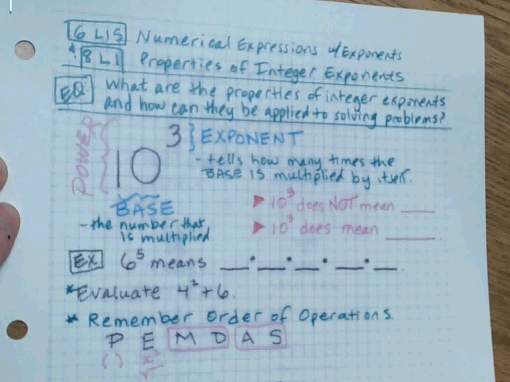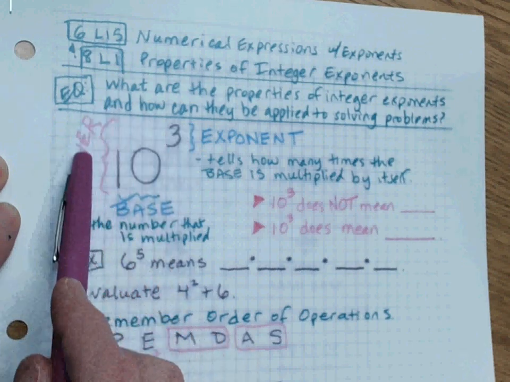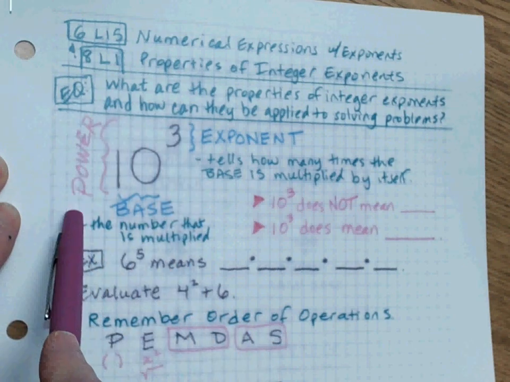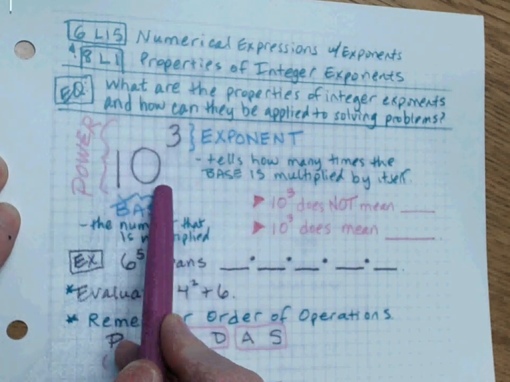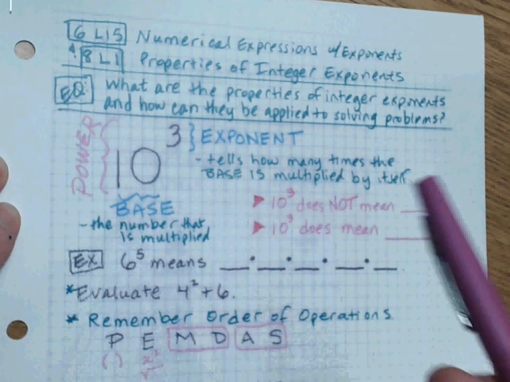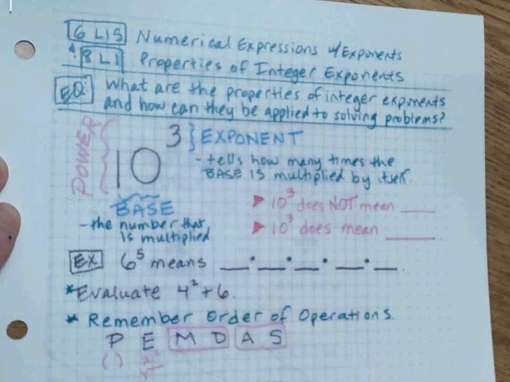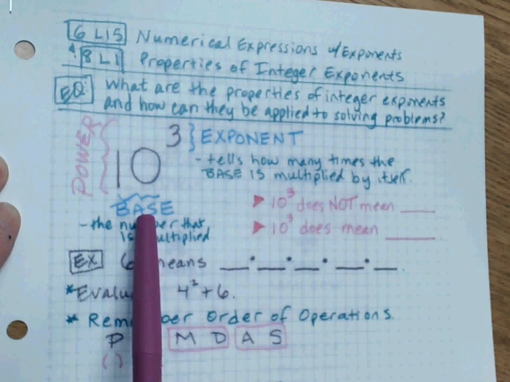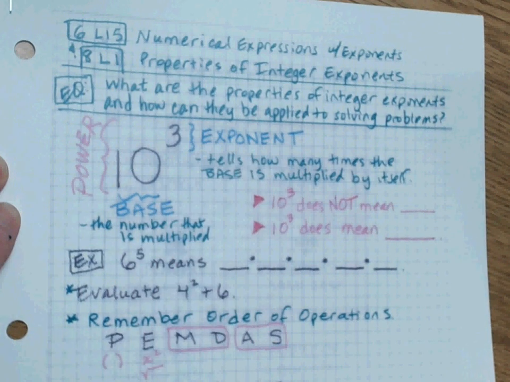Again, we are reviewing numerical expressions with exponents. We know that a power is this entire amount. The number that gets multiplied is called the base, and the exponent tells us how many times we need to multiply it by itself. So again, the base is on the bottom, and the exponent is the number that tells us how many times the base needs to be multiplied by itself.